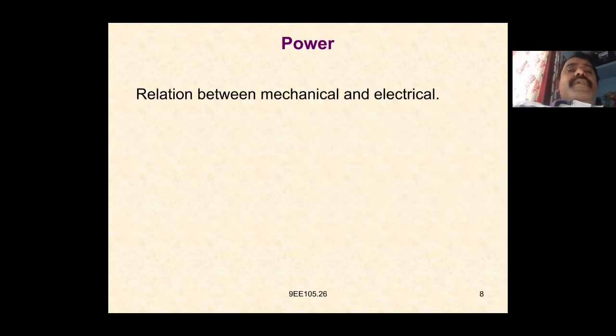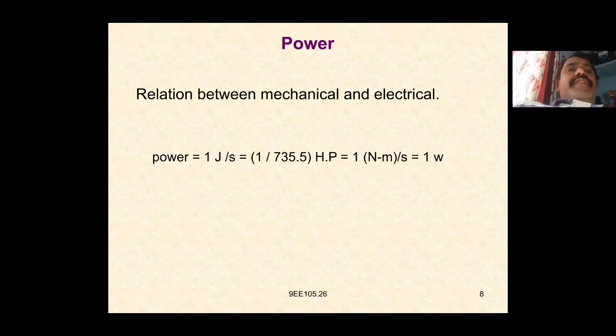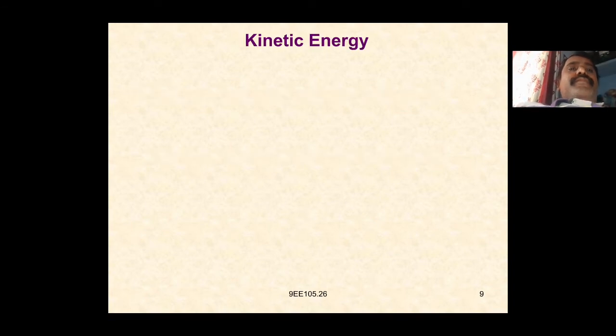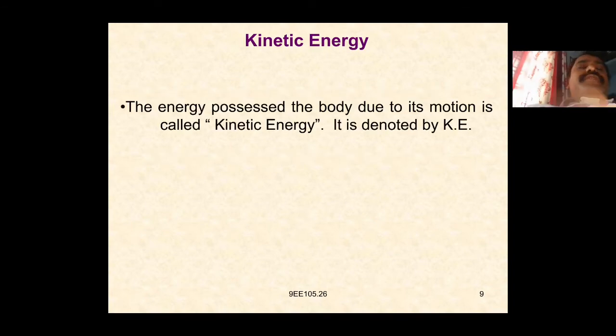The relation between mechanical and electrical power: P is equal to 1 joule per second, which is equal to 1 divided by 735.5 HP, which is equal to 1 Newton meter per second, which is equal to 1 watt. Energy is nothing but the total amount of work done. The energy possessed by a body due to its motion is called kinetic energy. It is denoted by KE.